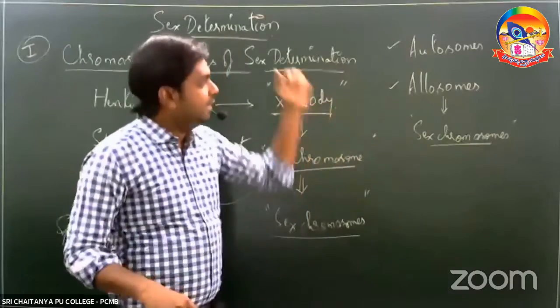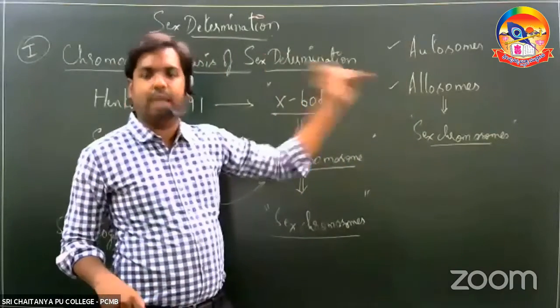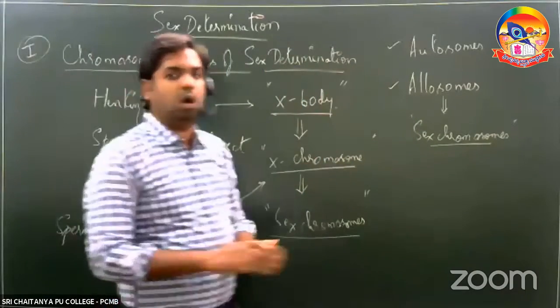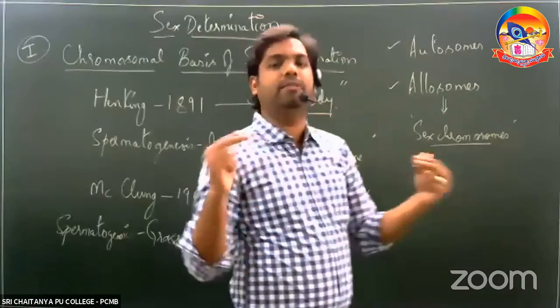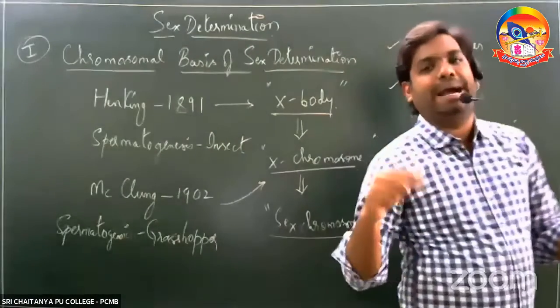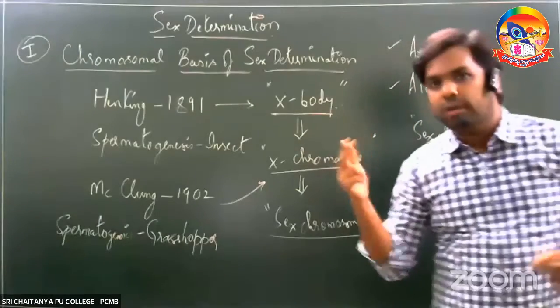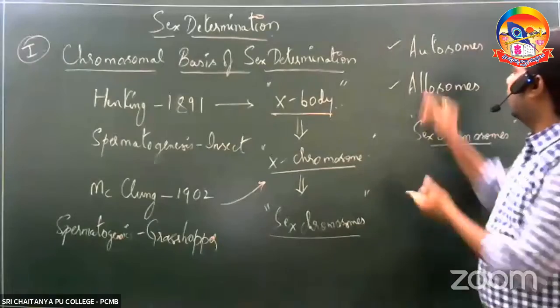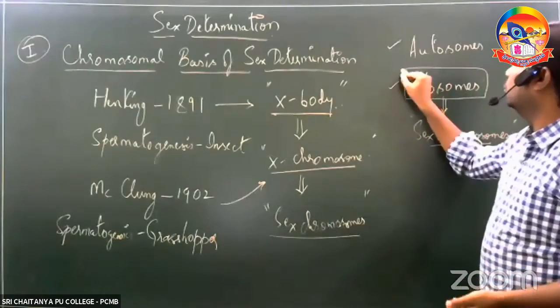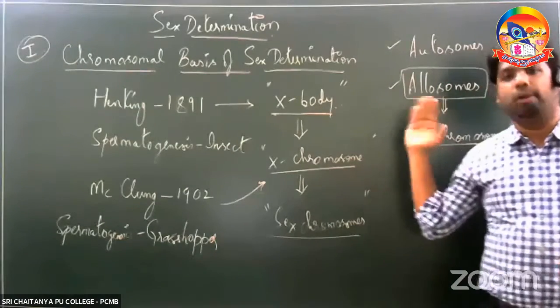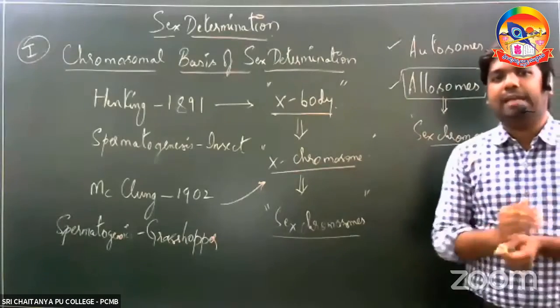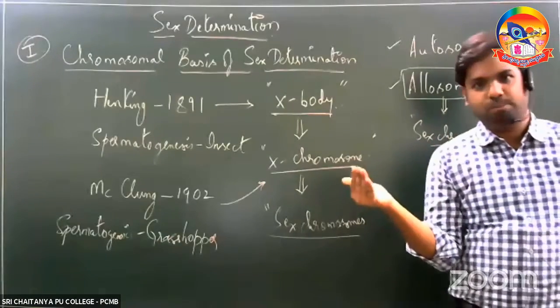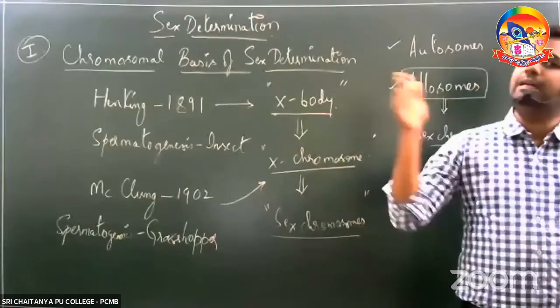Right? Now, these allosomes, in different organisms, could be either similar or dissimilar. Try to understand this. We are talking about allosomes now. These allosomes in different organisms would be either similar to each other or dissimilar.